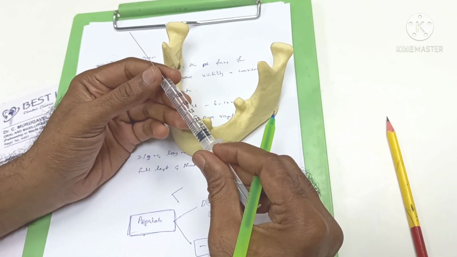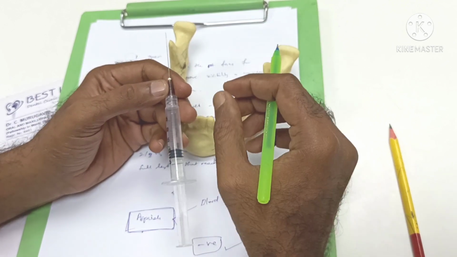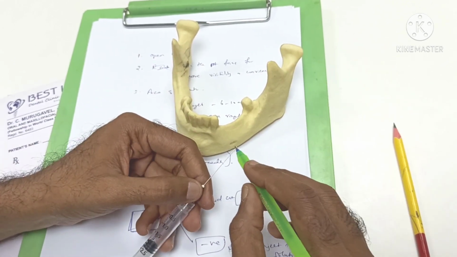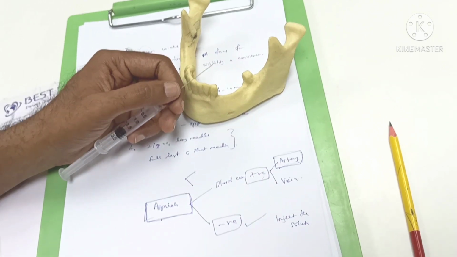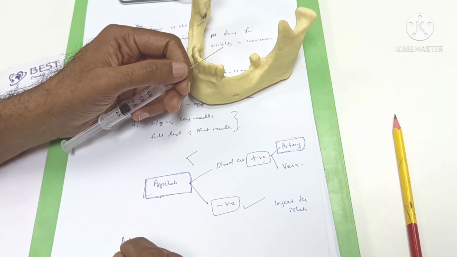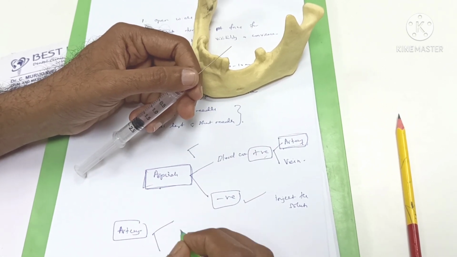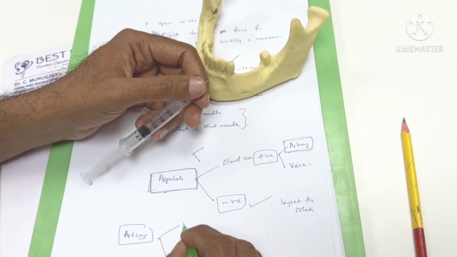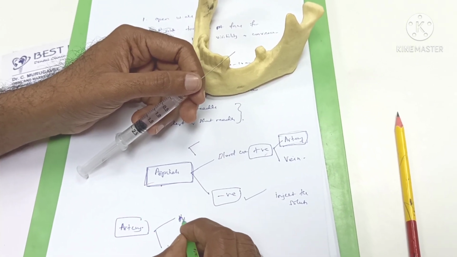In case you didn't aspirate and you mistakenly gave the solution, and the needle tip is in an artery, then what will happen? If the needle tip is in the artery and you have given the solution, two things will happen. One, you won't get any numbness, so the technique won't work.